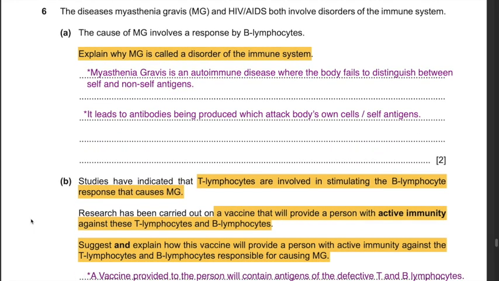Question 6. The diseases myasthenia gravis and HIV/AIDS both involve disorders of the immune system. Part A. The cause of myasthenia gravis involves a response by B lymphocytes. Explain why MG is called a disorder of the immune system. Myasthenia gravis is an autoimmune disease. And what does autoimmune disease mean? It is where the body fails to distinguish between self and non-self antigens, and thus it leads to antibodies being produced which attack the body's own cells, that are self antigens, and that is why it is a disorder of the immune system.